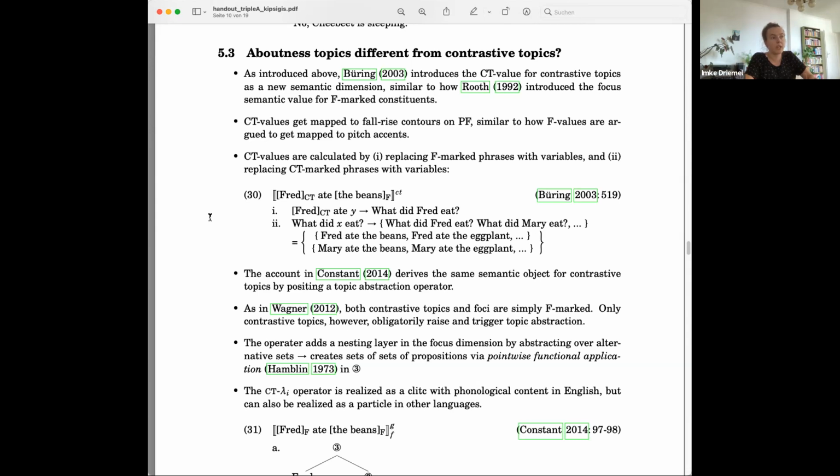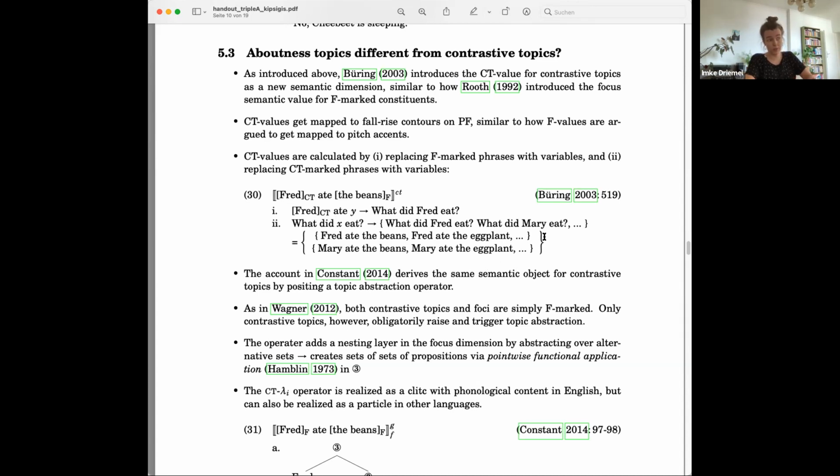And then CT values are calculated by an algorithm that is run here on an example in 30. So, Fred ate the beans, right? We have a contrastive topic scenario. First, we replace the F-marked phrases with variables, and that gets us Fred ate Y. Basically, the question, what did Fred eat? And then in the second step, we replace the CT-marked phrases with variables, and that gets us a set of questions. What did Fred eat? What did Mary eat? Or you can say a set of propositions. And this semantic object here has to be congruent with a part of a D-tree, and that's also written into Bühring's theory. And this is how you can license contrastive topics.